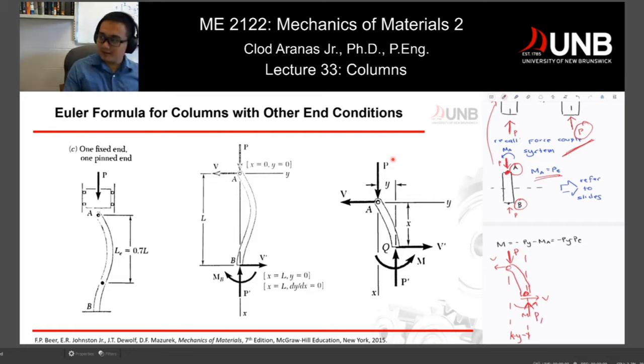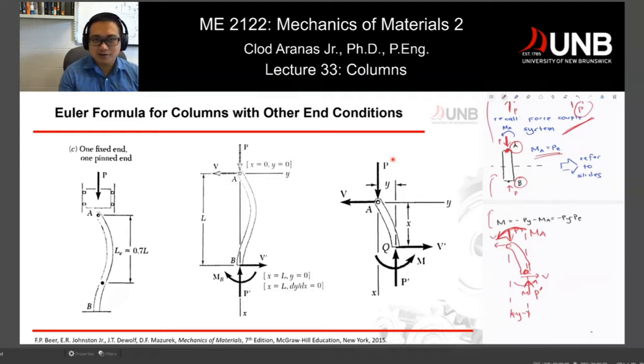So I have P and P prime, and if I apply this concept here, I have an extra moment at A, so I'm going to get an extra moment at the top. Now my moment equation will change compared to the centric loading. So how will that change? We're not going into detail right now. We are deriving the equations which you're going to use for the problem.